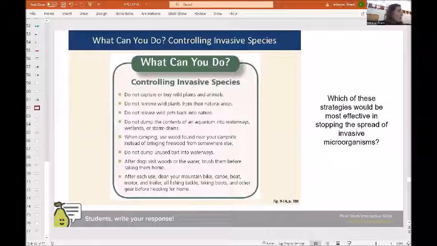Now, there are some personal things that you can do as far as educating people on how to prevent invasive species. So if you got a question, like, how do we stop the spread of an invasive microorganism? Of these strategies, what do you think would be best?